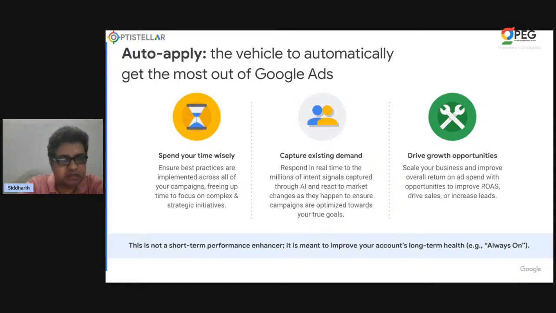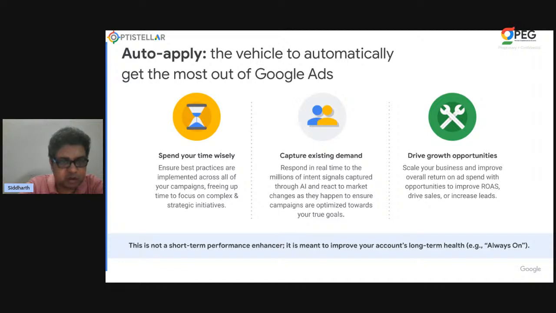Now, let us look at some of the benefits that auto applying a recommendation provides you as an advertiser. Well, first of all, you are able to spend your time wisely. If you were to decide that whichever recommendation I choose to opt in for my accounts, I will manually look into those recommendations, decide whether they are fit for my particular account and campaign, and then start to opt into them.